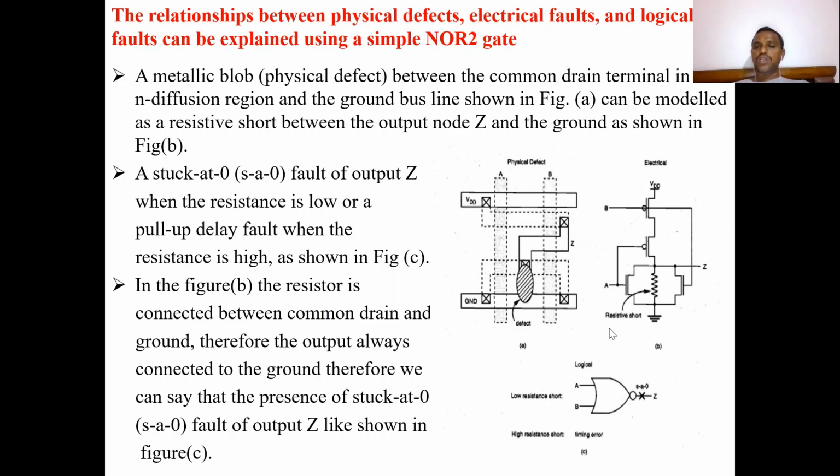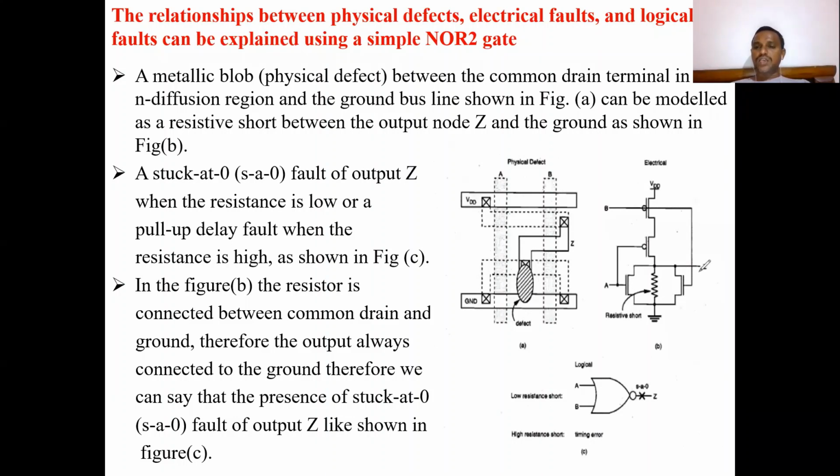We also call this a resistive short, because both this common drain of NMOS and NMOS transistors and the power rail, that is the ground power rail or VSS, are shorted at the time of fabrication. So that short or connection between this common drain and this power rail VSS I will consider as a resistance. This resistance is connected. So automatically, if you observe this diagram, what happened here?